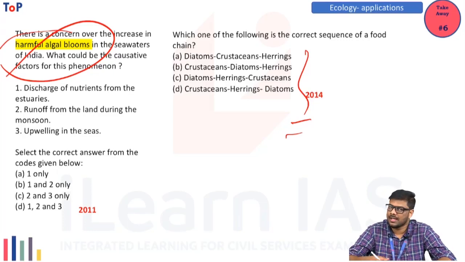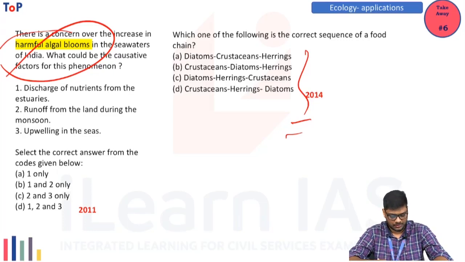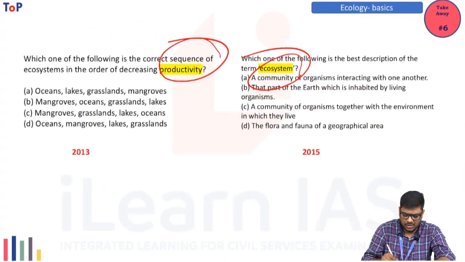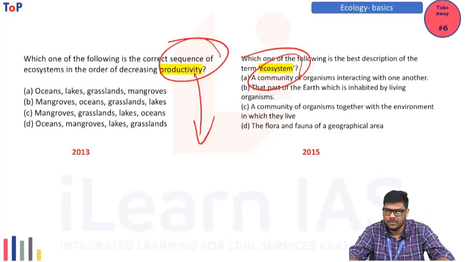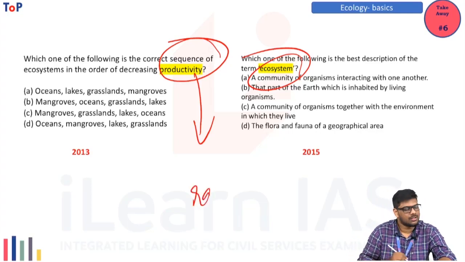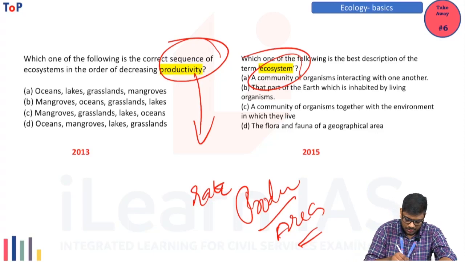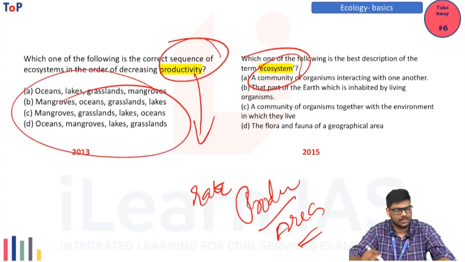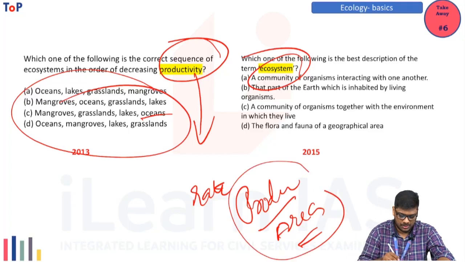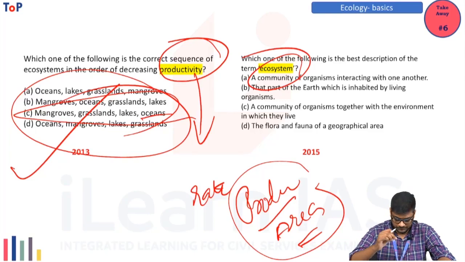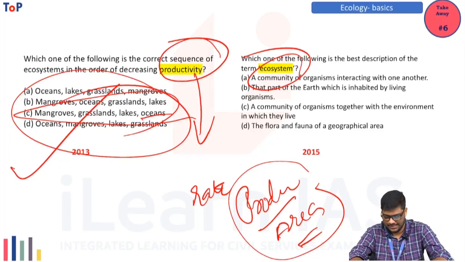Getting it? And some of the questions can even be solved using logic. Let me give you an example. For this question, UPSC asked about productivity. What is productivity? Productivity is something like a rate. That is production per unit area. So among these options, which one has the maximum surface area? Oceans, right? So maximum area means minimum productivity. There is only one such option. This is option C. This is how you have to solve this. You can use your logic if you don't know the concept.